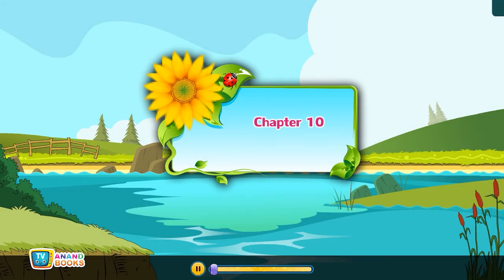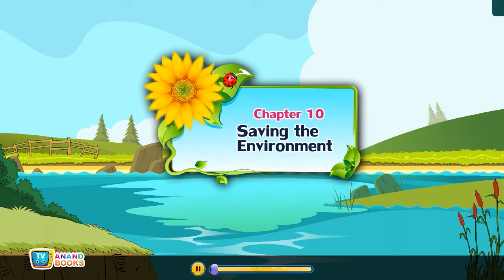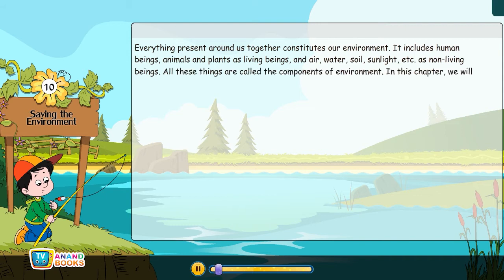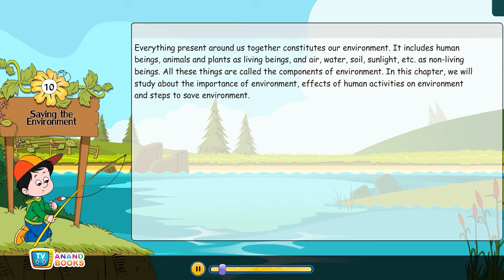Chapter 10. Saving the Environment. Everything present around us together constitutes our environment. It includes human beings, animals and plants as living beings, and air, water, soil, sunlight, etc. as non-living beings. All these things are called the components of environment. In this chapter, we will study about the importance of environment, effects of human activities on environment, and steps to save environment.